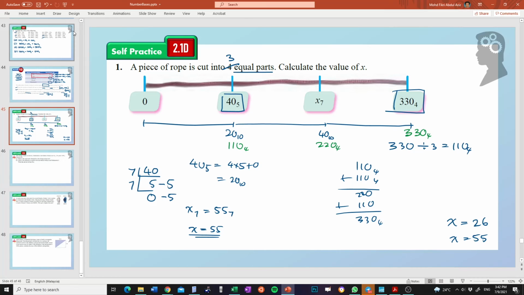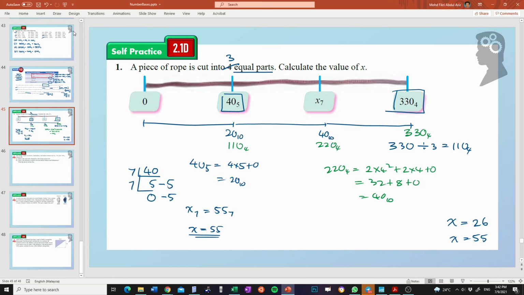So I've got 220. I can convert it to decimal first. 220 base 4 is basically 2 times 4 squared plus 2 times 4 plus 0. 4 squared is 16, 16 times 2 is 32. 32 plus 8 plus 0 is 40 in base 10. So when you do division, 40 divided by 7 is equal to 55 base 7. So x is basically 55. So you do it one way or another, the answer is 55.